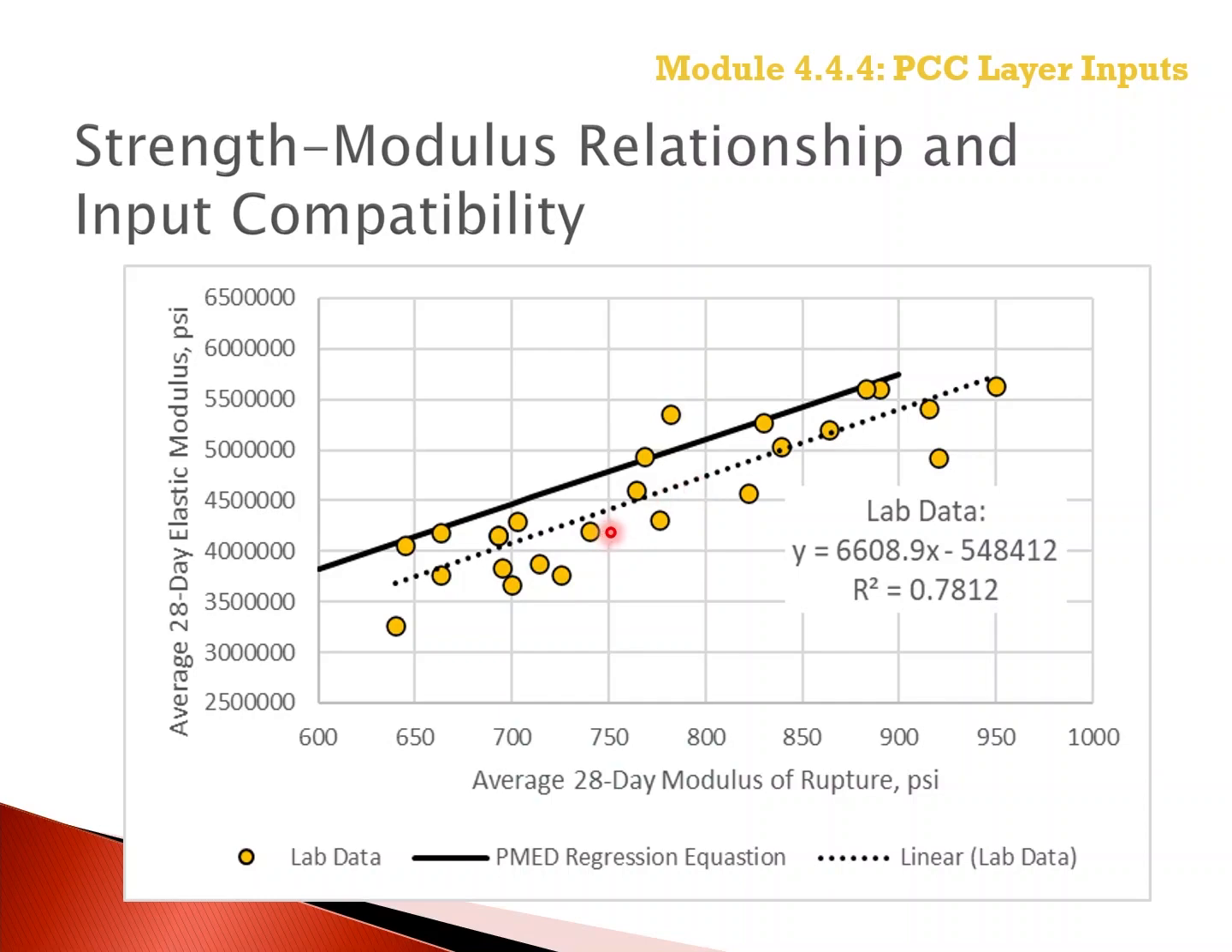Elastic modulus and modulus of rupture both have a significant impact on the fatigue cracks predicted by the PMED software for rigid pavement design, as well as the number of punch-outs for CRCP pavements. So there will be a difference between the two input levels as displayed on this graph. So there can be a bias between the input levels for concrete mixtures.